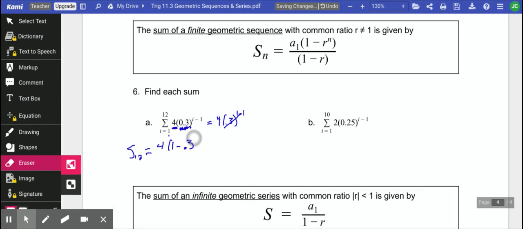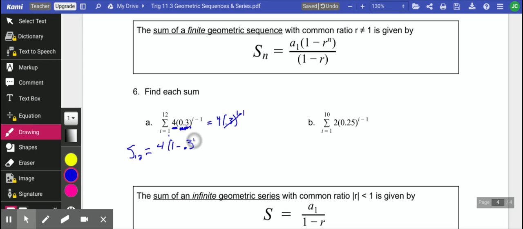I should probably write bigger, so that way it's not so sloppy. Divided by 1 minus 0.3. Okay, you're putting this into the calculator just to make sure you've got all the parentheses in there where they belong, and we get 5.714.